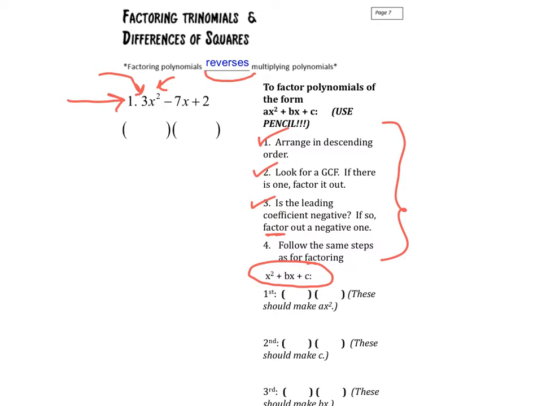First thing we're going to do is we're going to get our parentheses out. I call this factored form. What goes in the front of the parentheses should come out to your first term. So take a look. We have 3x squared. The only way we're going to get 3x squared is if we have a 3x here and an x here. So when we multiply back out, we would get 3x squared. Take a look at your back term, which is 2. I need the factors of 2, which are 2 and 1. So I'm going to put 2 and 1 here.